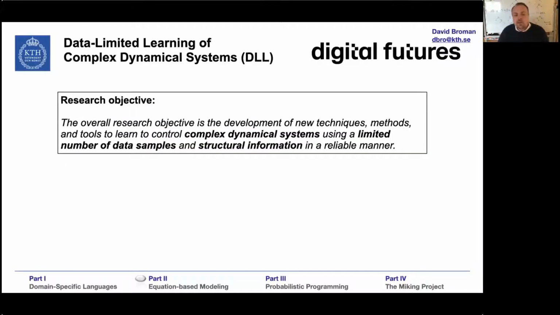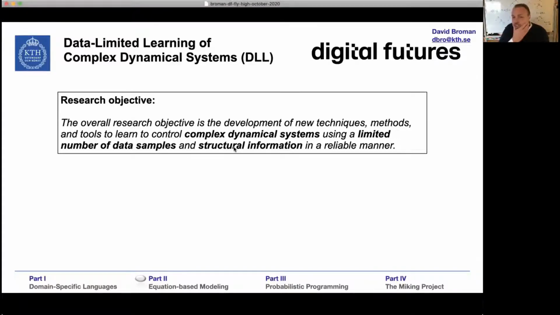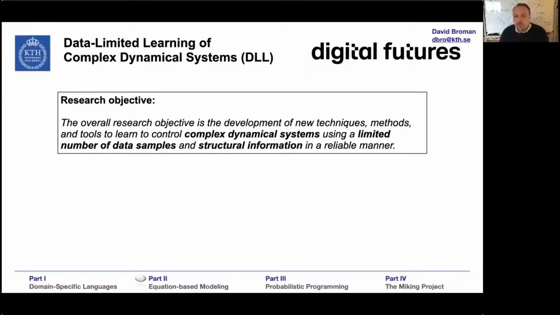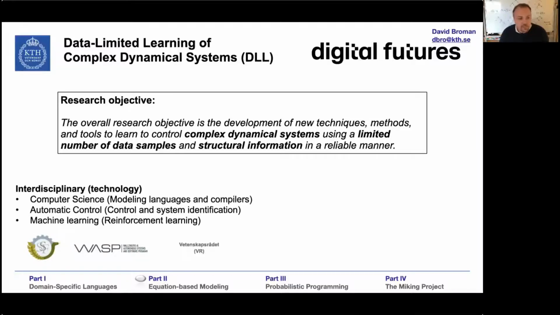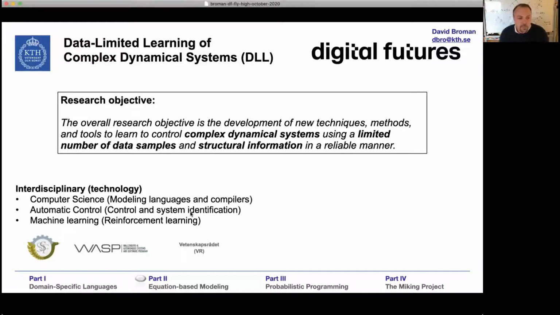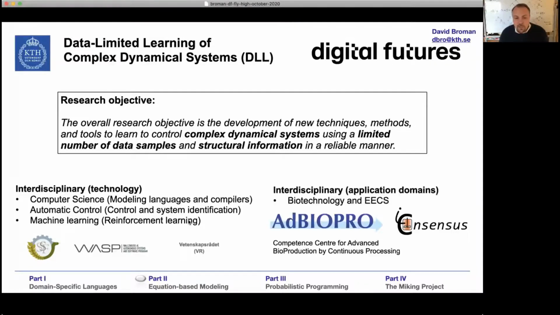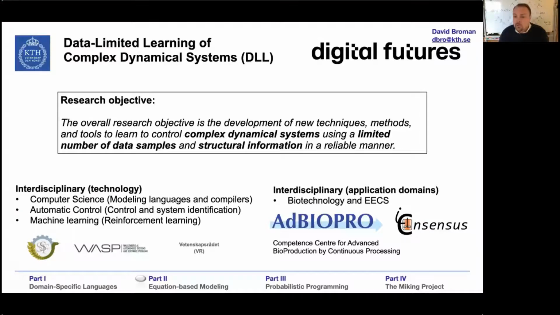Okay, so I've talked now about the different ways of doing equation-based modeling. And now I just want to jump over to a project that is related to this that we are doing in the context of Digital Futures. And there are a number of PIs involved in this. So in this project, the overall research objective is to develop new techniques, methods, and tools to control complex dynamical systems. So we're still on dynamical systems, but using a limited number of data samples and structured information. So the key thing here is dynamical systems and limited number of data samples. So it's kind of an interdisciplinary project. So I'm involved from the language and compiler point of view, and there are people from control, signal processing, and reinforcement learning involved in this project, but also on the biotechnology part.